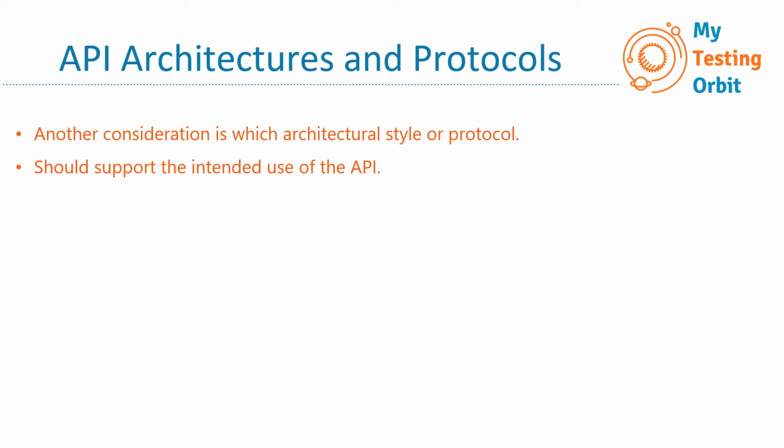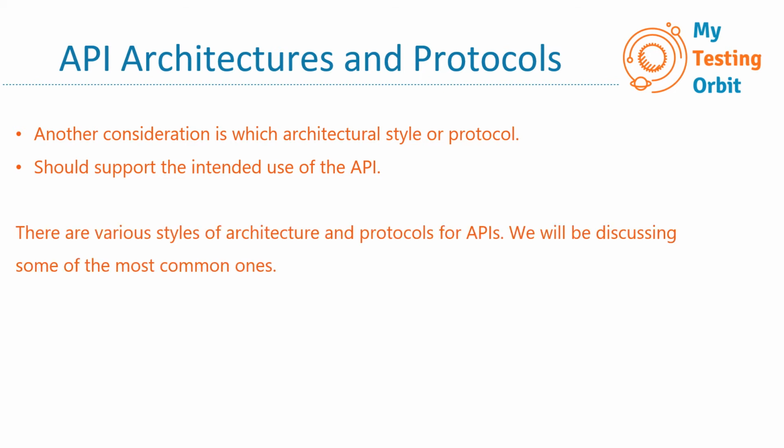A basic understanding of existing infrastructure is also necessary before making any kind of decision. For example, whether the systems are cloud-based or on-premise, or which security protocols need to be implemented, or what kind of functionality would be needed, etc. So there are various styles of architecture and protocols for APIs. We will be discussing some of the most common ones, which are RPC, SOAP, and REST.